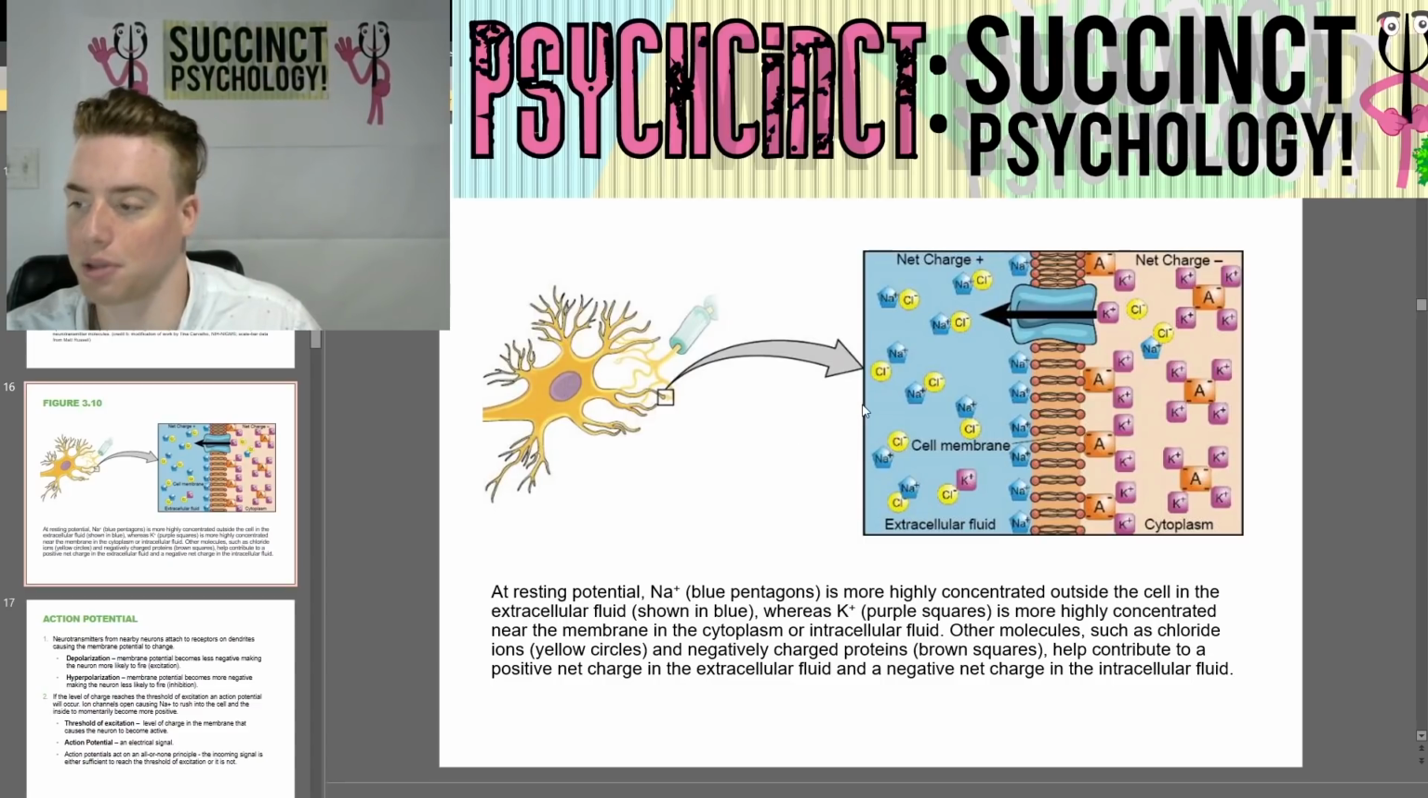Now, at resting potential, Na positive, these blue pentagons, are more highly concentrated outside the cell in the extracellular fluid, shown in blue, whereas K positive, purple squares, are more highly concentrated near the membrane in the cytoplasm or intracellular fluid. So extra is outside the cell, intra is in. Other molecules, such as chloride ions, these yellow circles, and negatively charged proteins, big brown squares, help contribute to a positive net charge in the extracellular fluid and a negative net charge in the intracellular fluid. So it's positive, negative.